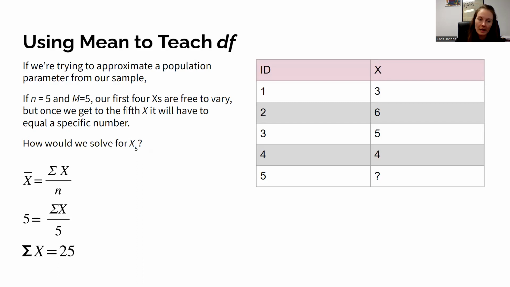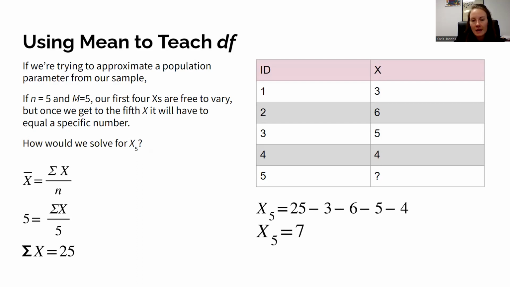There's a couple ways you could do it, right? You could solve where you have 5 equals the summation of x divided by 5. To get the summation of x by itself, we'd have to multiply both sides by 5, which would eliminate the fraction on the right side of the equation. Then the summation of x would equal 25, and we know that our x sub 5 would be 25 minus 3 minus 6 minus 5 minus 4.